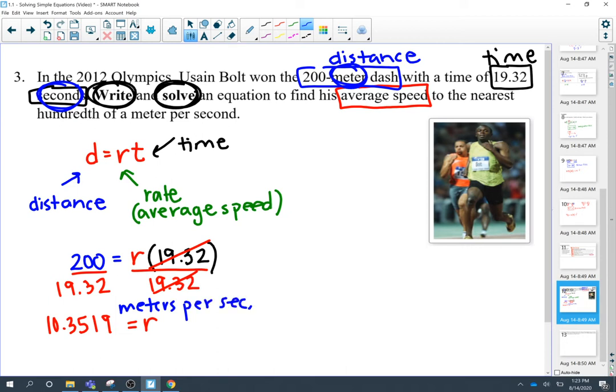Then the other thing we're going to consider is it says specifically that you have to round to the nearest hundredth of a meter per second.